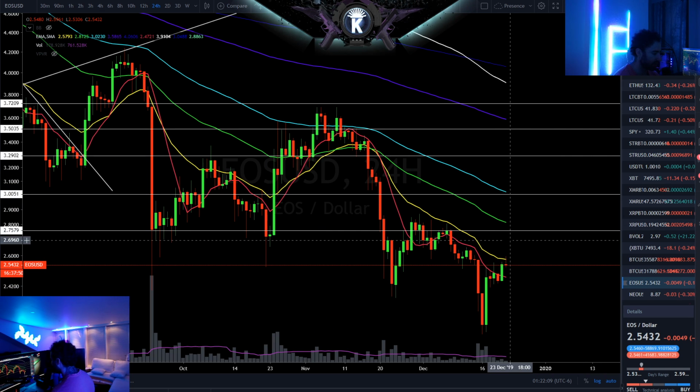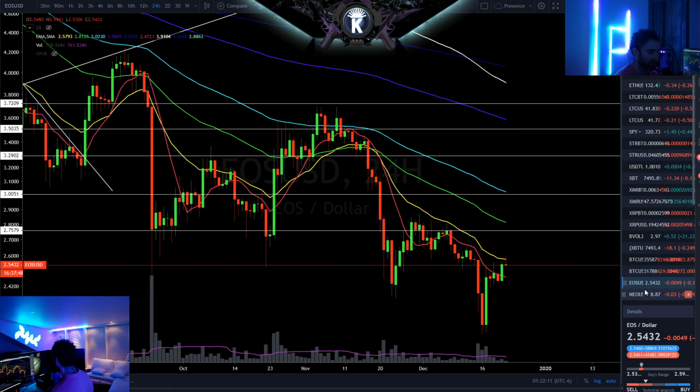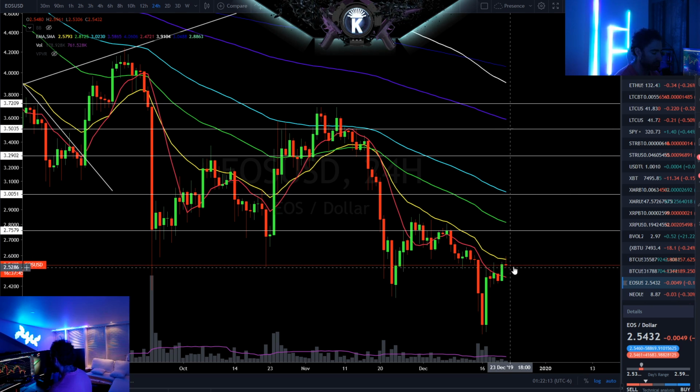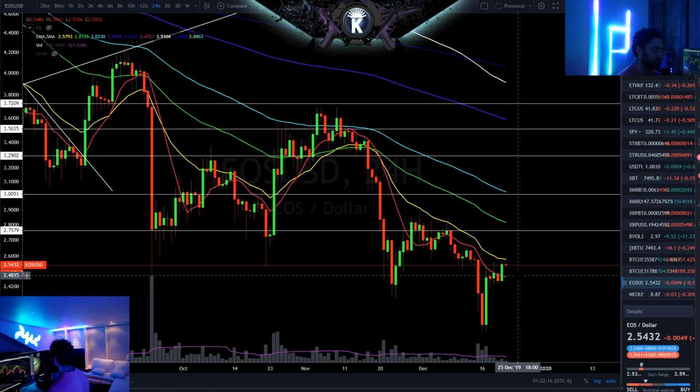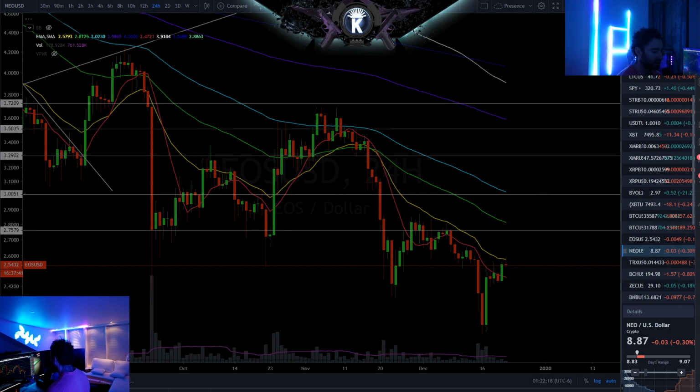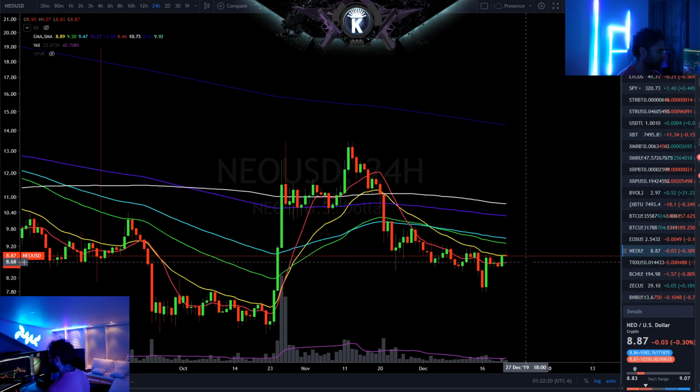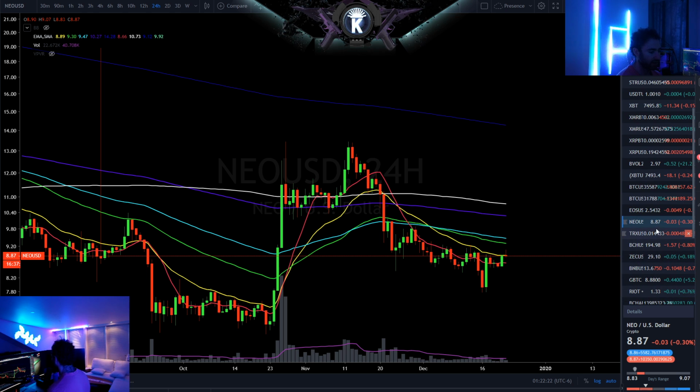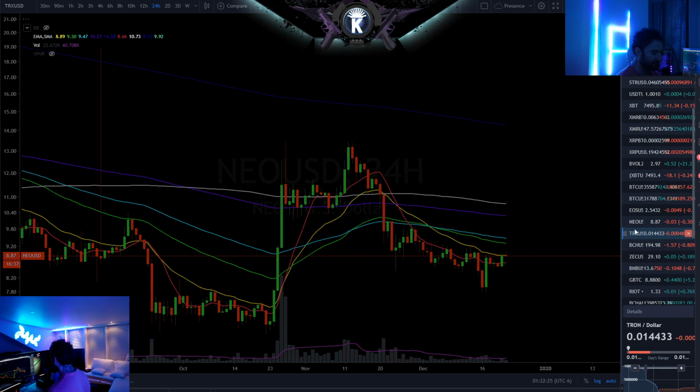EOS, same thing, maybe back up to like 269 if Bitcoin gets a bounce. But most of these things look like they want to come down first. So I'd be looking for this one to come back down to like 248 first. Neo, same thing. I'd be looking for it to come back down to like 868. And then we'll see if it bounces there or not.